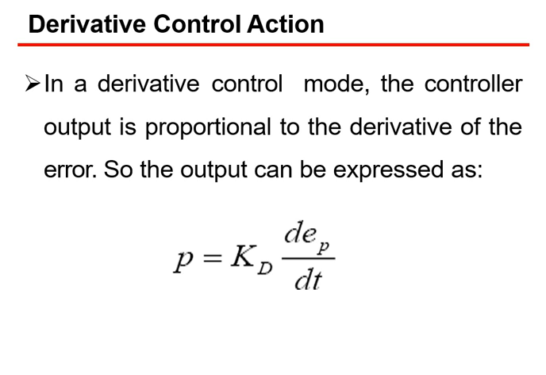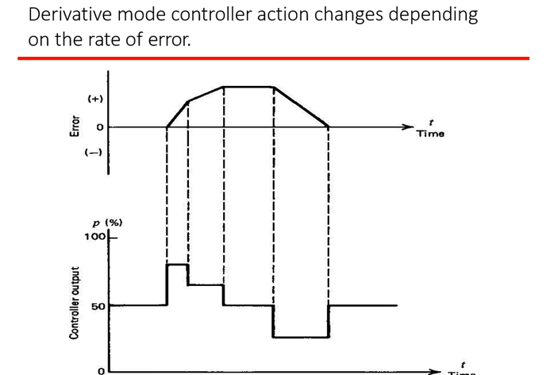In a derivative control mode, the controller output is proportional to the derivative of the error. The output can be expressed as P = KD × de/dt. So if you see here, the derivative mode controller action is based upon the rate of error. This is the error and this is the controller output.